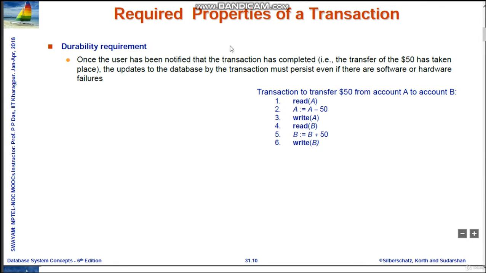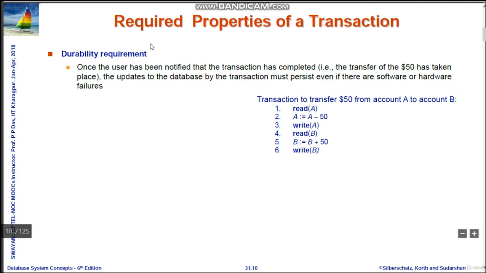So now in the previous tutorial we have learned about atomicity and isolation. Now we will talk about durability and consistency. So first of all, once the user has been notified that the transaction has completed, the $50 transfer has taken place, the update of the transaction must persist even if there is software or hardware failure.